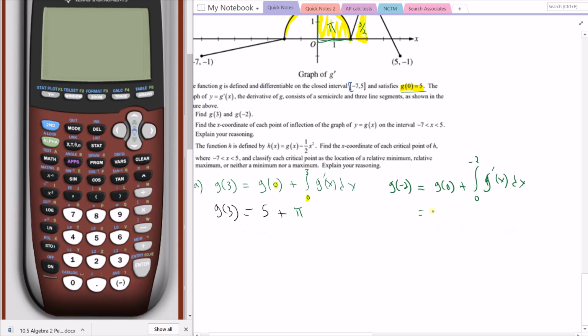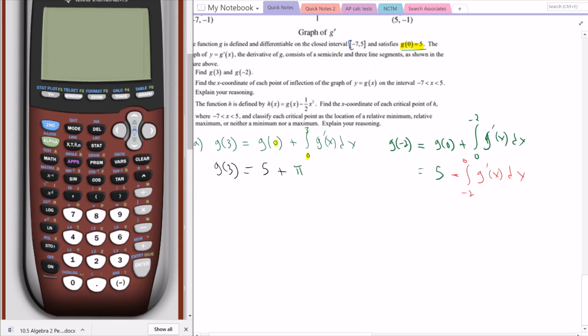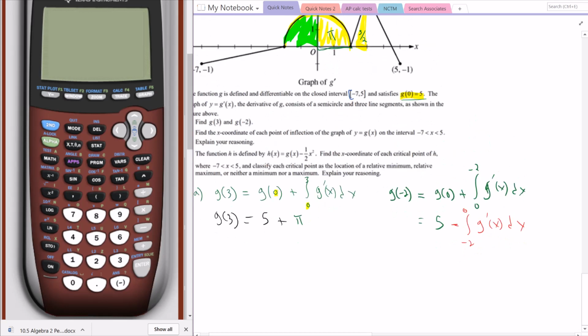G of 0 is still 5. Here I have to go from 0 to negative 2, so I have to go this direction. We're going backwards, which is something you could just set up automatically: go ahead and just change that to a negative, and then calculate it. So what's the area from negative 2 to 0? Well, that's going to be that little green quarter circle, which is pi. So it's 5 minus pi in that case.